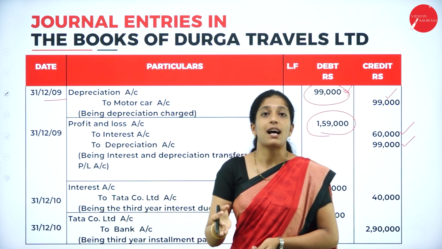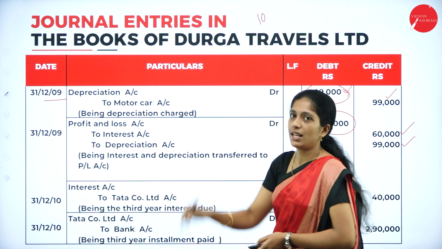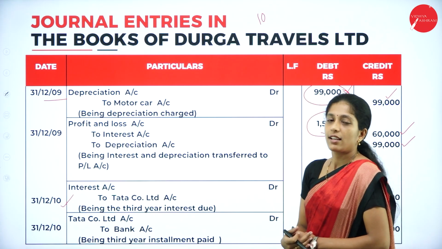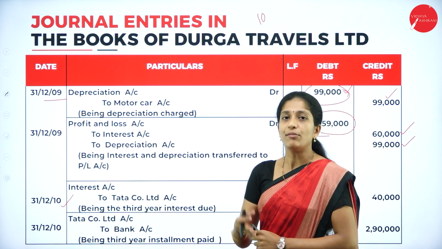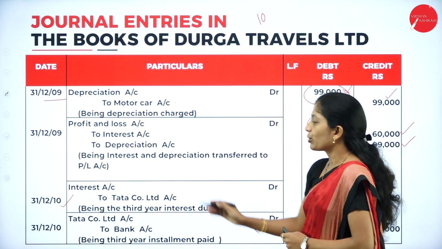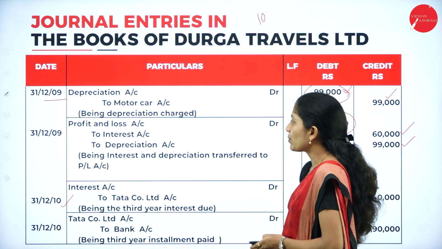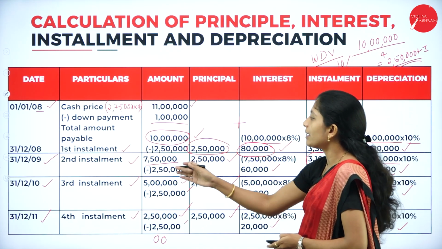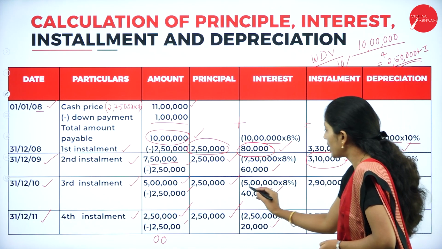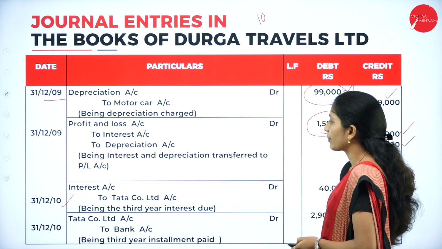So here also it starts from interest due. So your third year is what? 2010. And the third year is also, your entry remains same. First it will start with interest due. So interest account debit to Tata Company Limited account. Now see the table and see what is the interest due in third installment. So interest due is how much? 40,000. So write that amount.